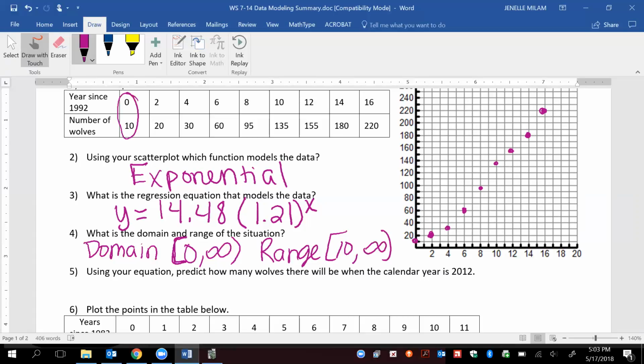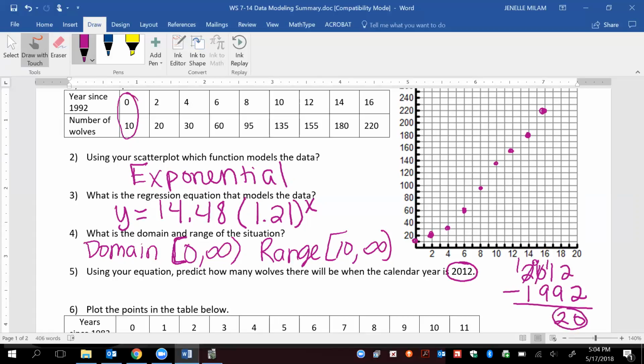All right, so then it says, using your equation, predict how many wolves there will be when the calendar year is 2012. Well, notice this is not in that years. It's starting since 1992. So we're going to do 2012 minus 1992. Okay, and so when we do that, we get, I'm doing some long math here, some stuff that we haven't done in a while. And so 11 minus 9 is 2, so we get 20.